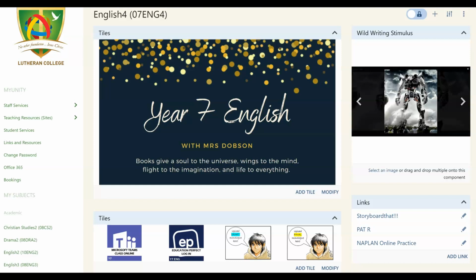Good morning, Year 7 English with Mrs. Dobson. It is now week 2, and it's Tuesday, the 28th of April. Here are your instructions for week 2. So we're going to start off with a bit of wild writing today. You'll head over to your wild writing stimulus here on your home page, and today it will be the robot.